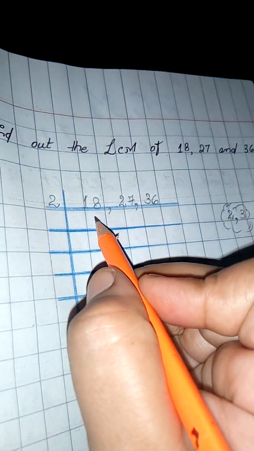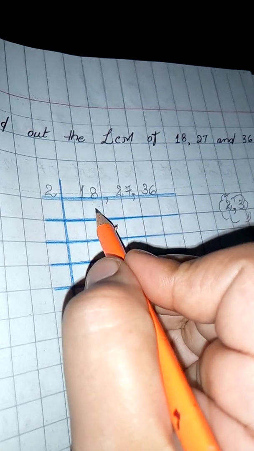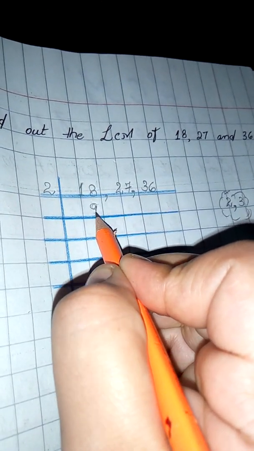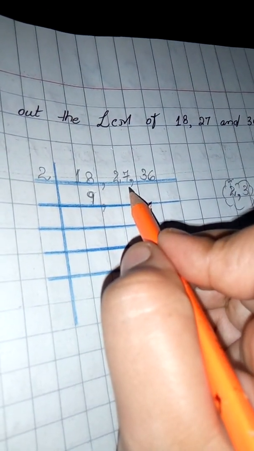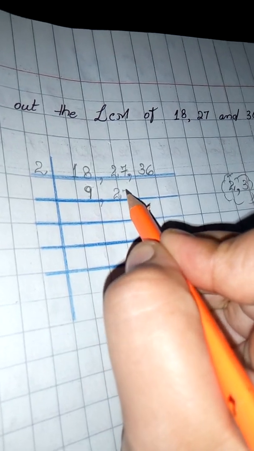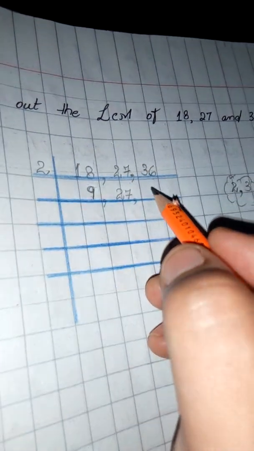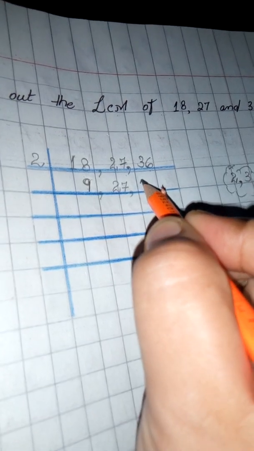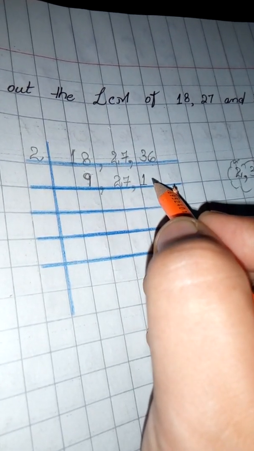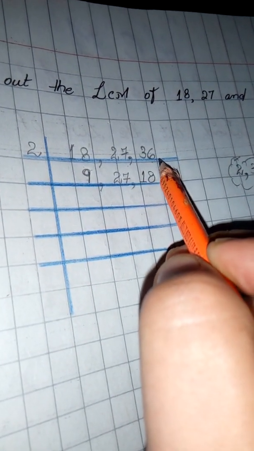Now I'm going to start dividing and writing the quotients under the dividends. In the table of 2, 18 comes by 9s, so I'm going to write down 9 under 18 like this. Comma in between again, because 27 doesn't come in the table of 2, so it will be written as it is. Now 36 can be divided by 2, so I'm going to write down the quotient under 36. In the table of 2, 36 comes by 18s, so I have written 18.